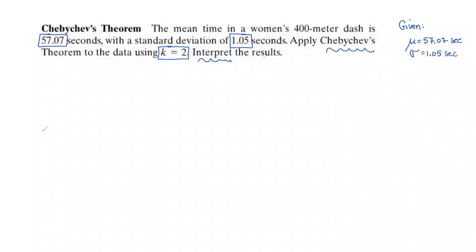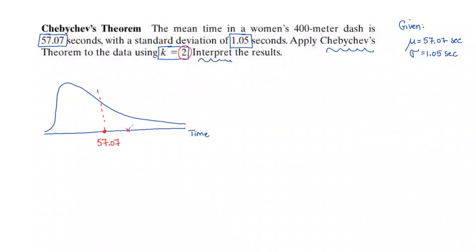To apply the theorem, I will simply sketch the graph, so try to visualize it, okay? And I'm using a skewed right distribution. You can use a skewed left distribution. However, try to not use a symmetric distribution. And I will simply put the mean in here. Here is the mean, which is 57.07. And I'm looking 2 standard deviations from the mean.